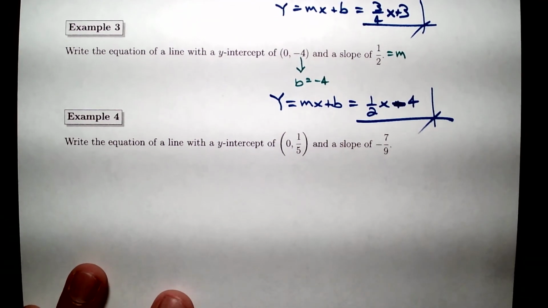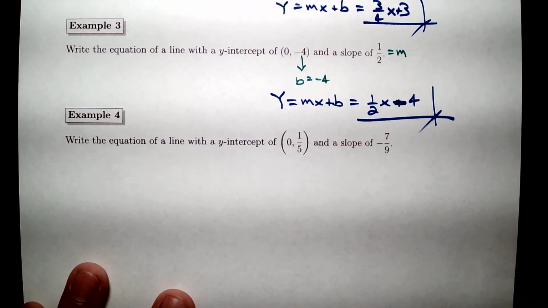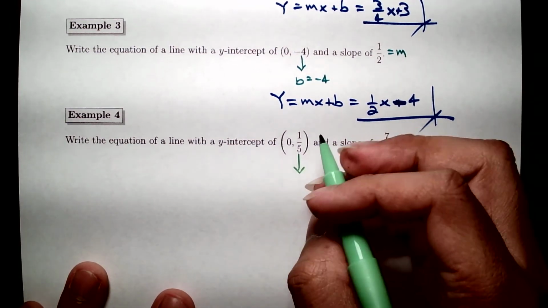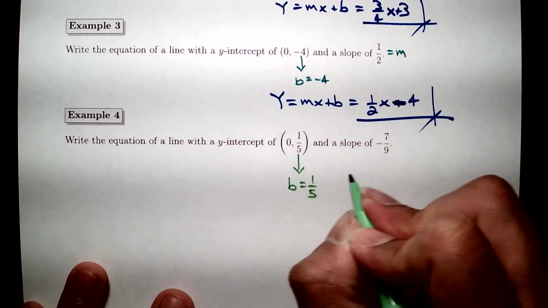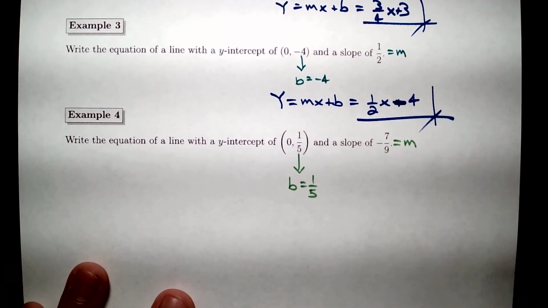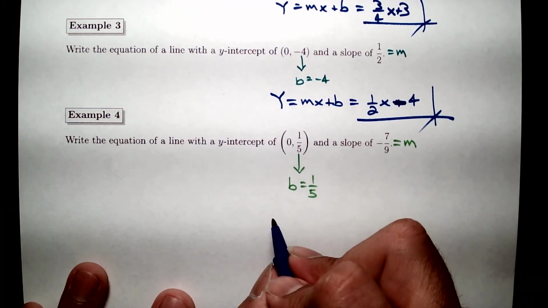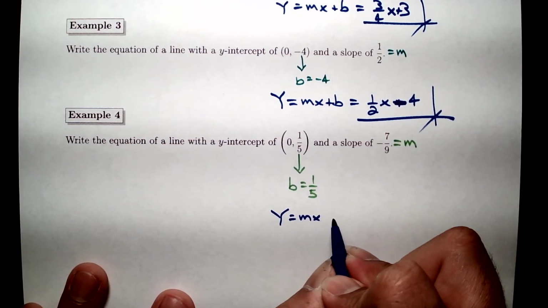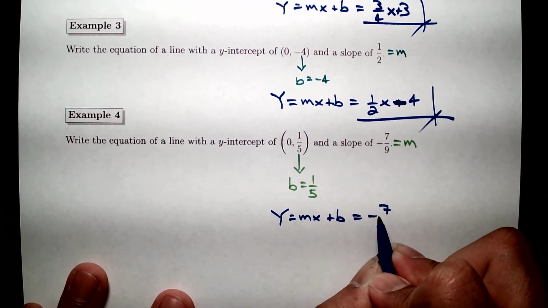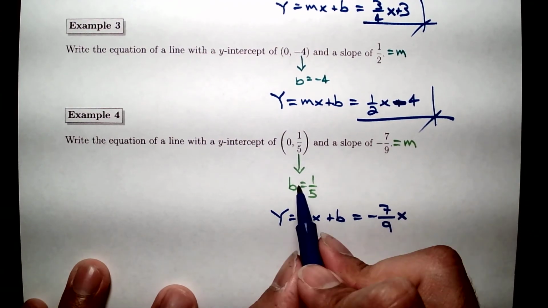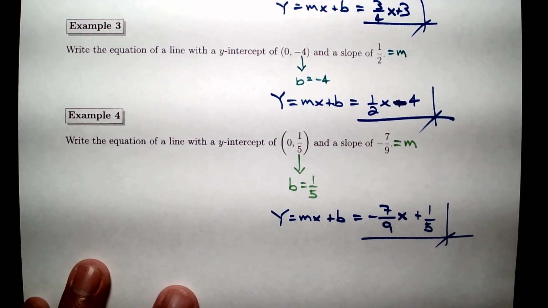As the last example, write the equation of a line with a y-intercept of 0, 1/5. Of course, we're going to have fractions here. This tells us that b equals 1/5, and the slope is m equals negative 7/9. Starting with y equals mx plus b, we get y equals negative 7 over 9 x, and a positive number, so plus 1/5. And that's it.